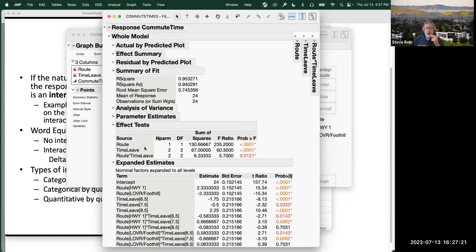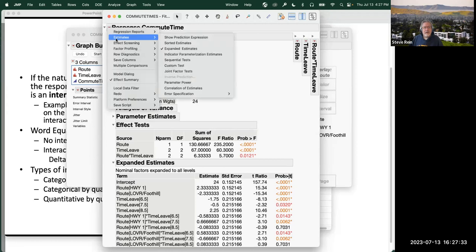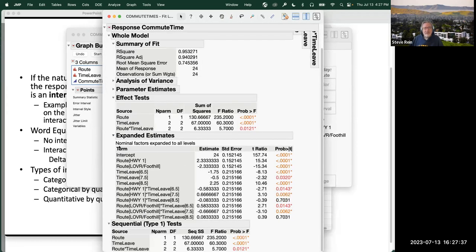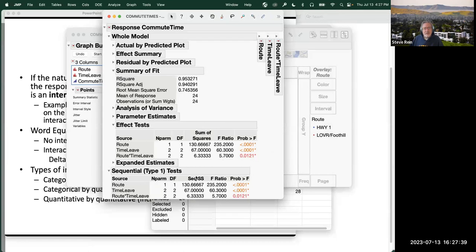Which one is it? Well, our effects test may allow us to spot that. You may also be wondering, well, hold on, is this balanced or not? You might have spotted that it is. But if I wanted to convince you of that, I could then, under estimates, display the sequential tests. And notice that my sequential tests, sums of squares, F ratios, everything is the same as my effects test.